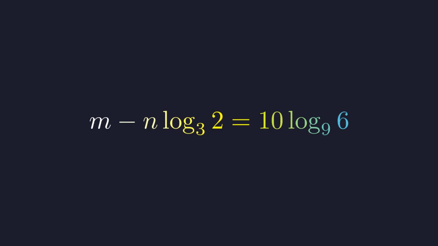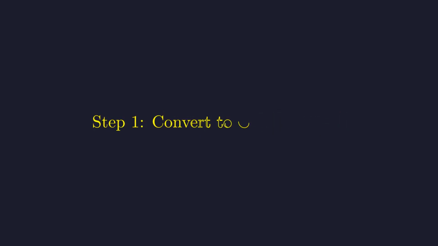Here's a problem that might look innocent at first. We need to find integer values for m and n that satisfy this logarithmic equation. The different bases here seem to make things messy, but there's actually a really beautiful structure hiding underneath. Our first task is to convert all logarithms to a common base. This will reveal the hidden structure.